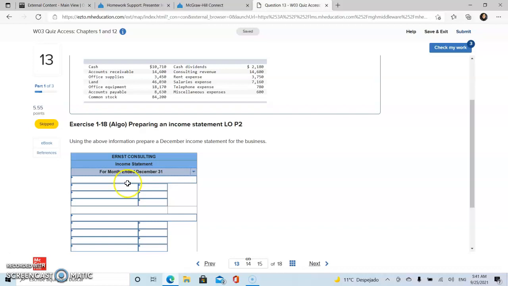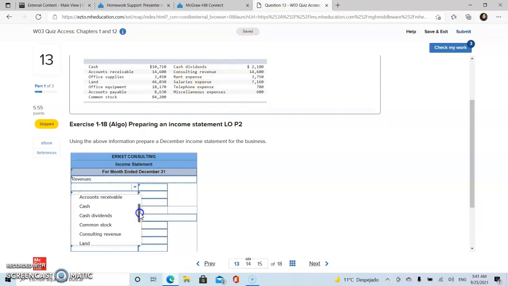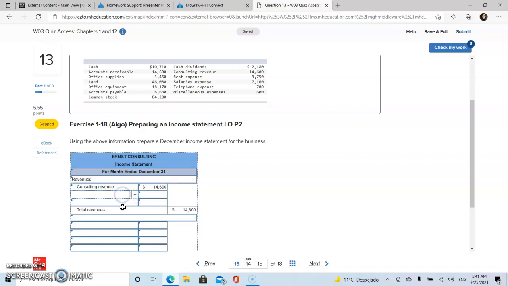So then we're going to start with our revenues. So we want to choose our revenues right here. And our revenues are reported first in the income statement, and they are the total amount of income generated by the sales of goods or services related to the company's primary operations. The only revenue that we can see here is consulting revenue. So we're going to put it right here. Okay. And this will be our total revenues.